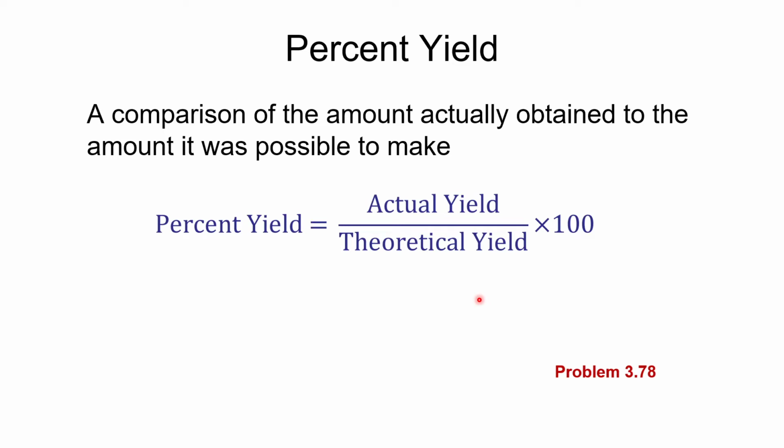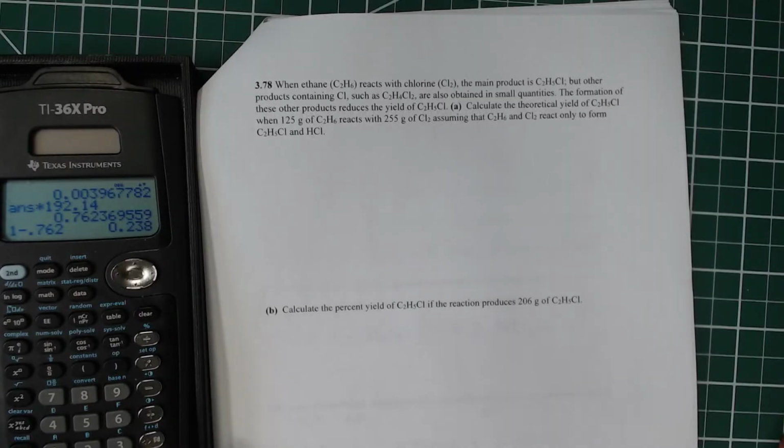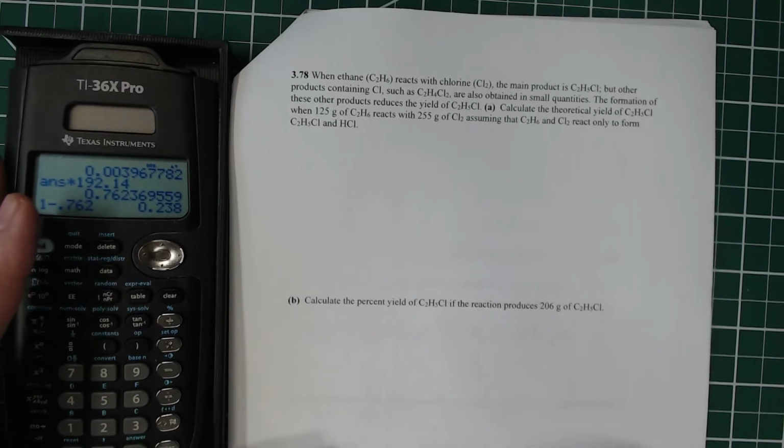So we can do a calculation to determine our percent yield, and the percent yield is going to be the actual yield divided by the theoretical yield times 100, and that times 100 is to make it a percentage. All right, so let's go back to the in-class assignment here, get everything lined up.